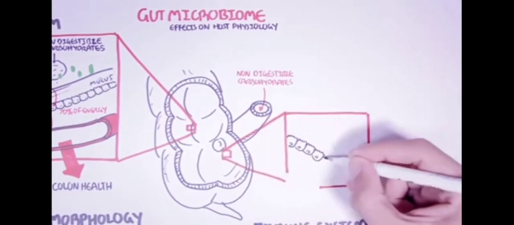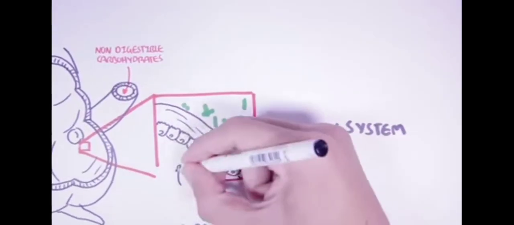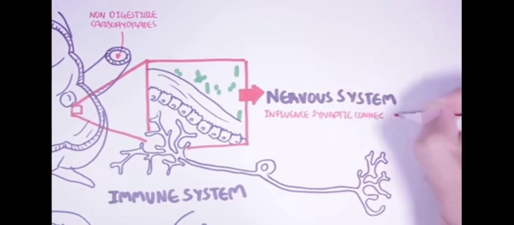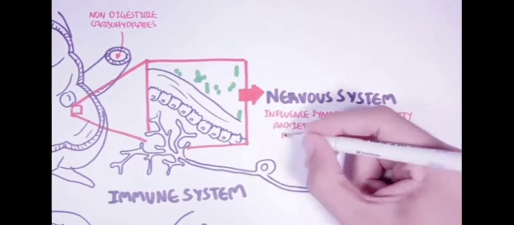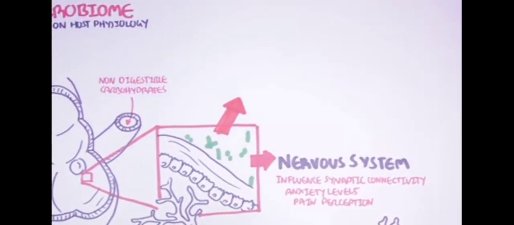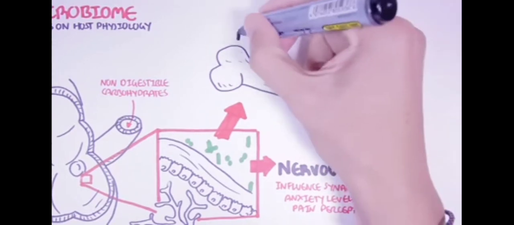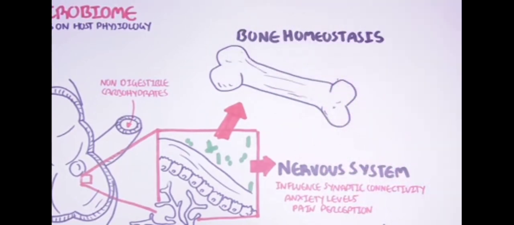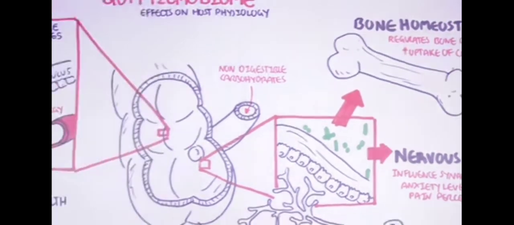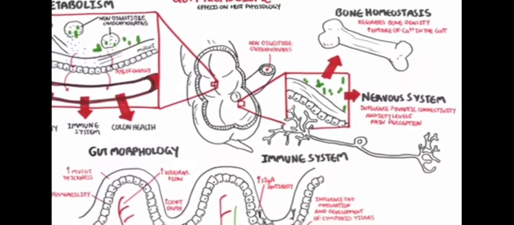The gut microbiome also has effects on the nervous system. Most of these effects are based on animal studies and include decreasing synaptic connectivity and promoting anxiety-like behaviors as well as pain perception. There are also suggestions that the gut microbiota influences bone homeostasis by regulating bone density, as well as increasing the reabsorption of calcium from the gut. Now, we're still only scratching the surface.